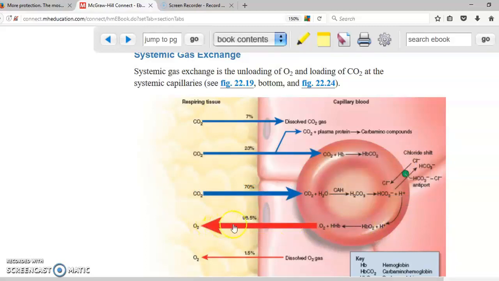Most of the oxygen is transported attached to the hemoglobin, but some of the oxygen also goes dissolved in the blood, as you can see right here. But it's just a tiny amount.